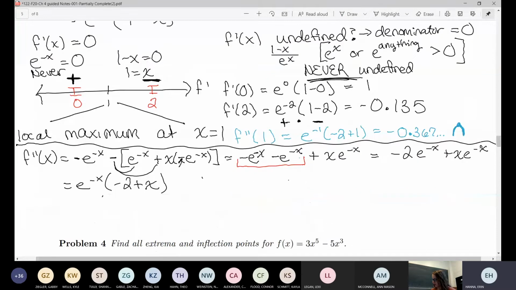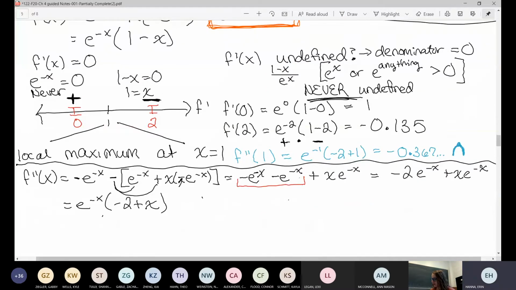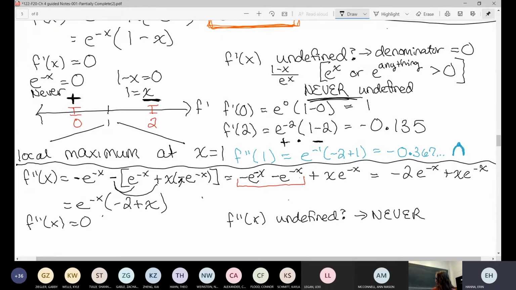But I need to find the inflection points. So just like with the extrema, now that we have the second derivative, we have to set it equal to 0 and figure out if it's ever undefined. The undefined piece is going to be never, for essentially the same exact reason as the first derivative. Technically, we do have a sneaky denominator, but e to the x is never equal to 0, so that's never undefined.